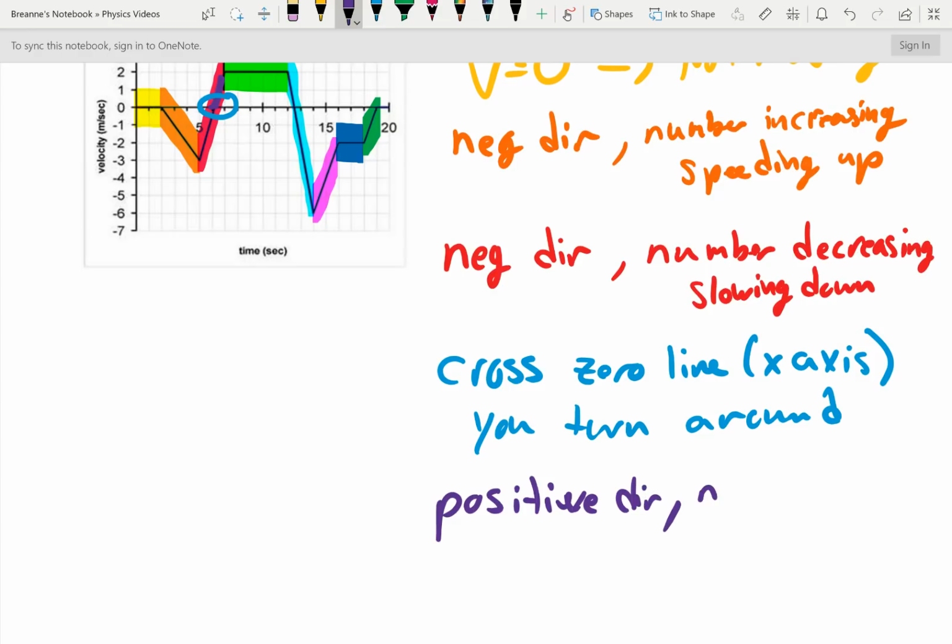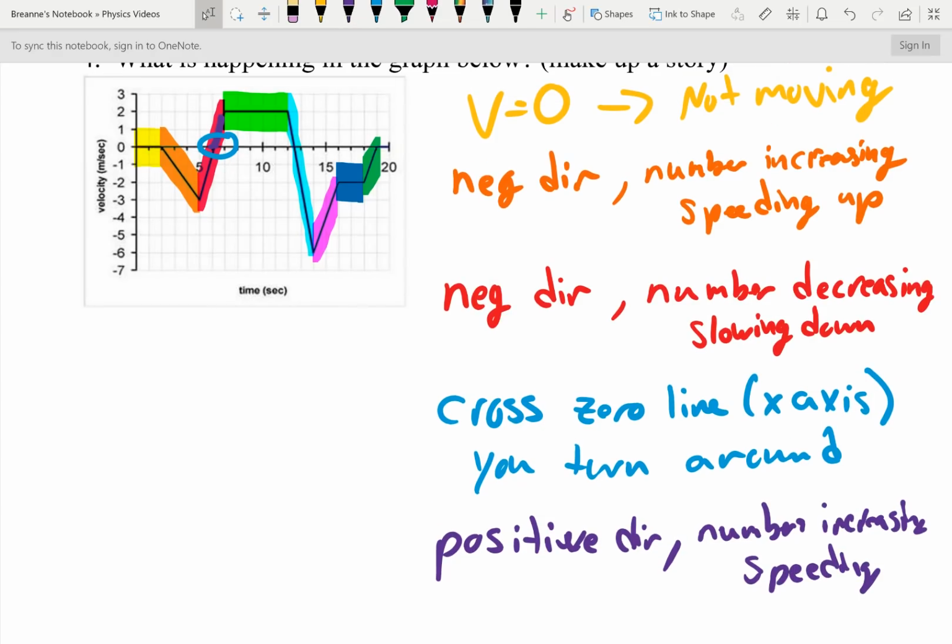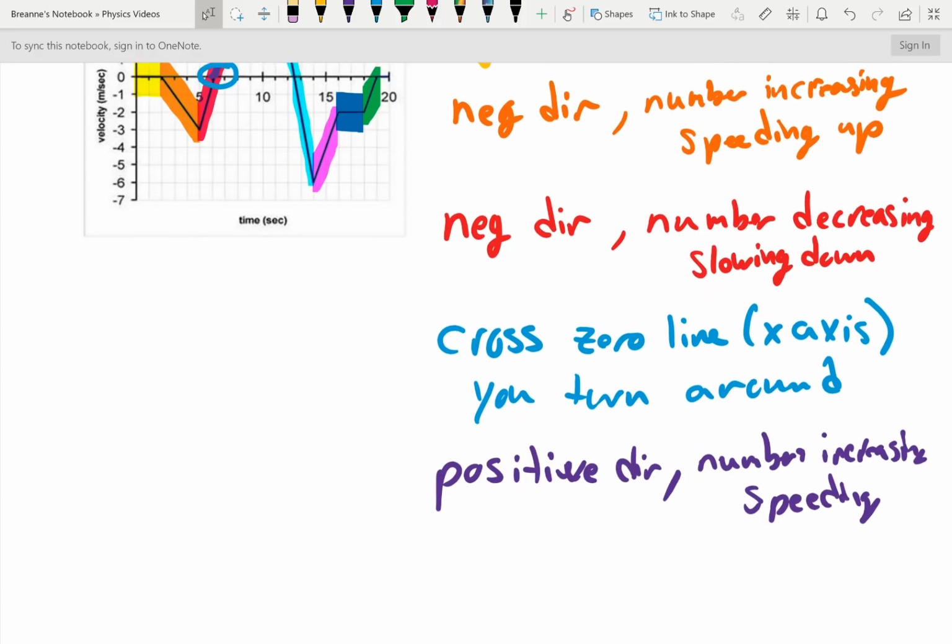And your numbers are increasing. So you're speeding up. Which kind of makes sense, right? Because if you're going in the negative direction, but you're slowing down, so thinking about your car, for you to physically change direction or to turn, you have to slow down to be safe. So you would slow down, change direction, and then you could speed up and go about your way.